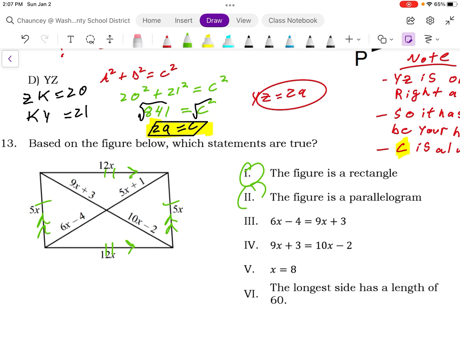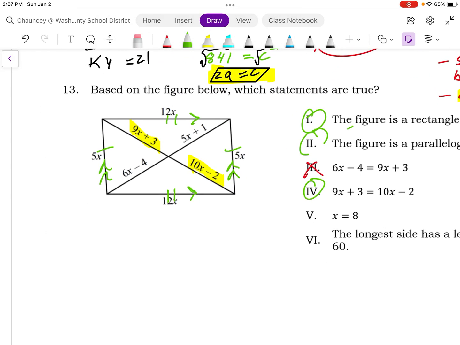Is 6 minus 4, so they're saying, is this 6 minus 4 equal to 9x plus 3? Well, no, that does not work. Cross that one out. What is the next one we got here? We're saying 9x plus 3 equals 10x minus 2. Yep, that works. Does x equal 8? Well, how do we figure that out? Let's just use that 9x plus 3, plug it in, and set it equal to 10x minus 2. So we said 9x plus 3 equals 10x minus 2.